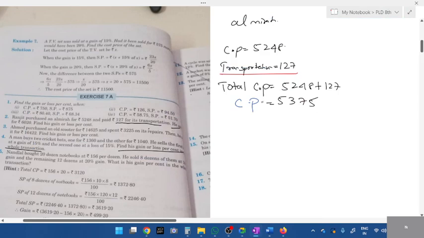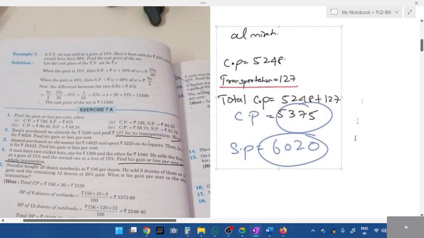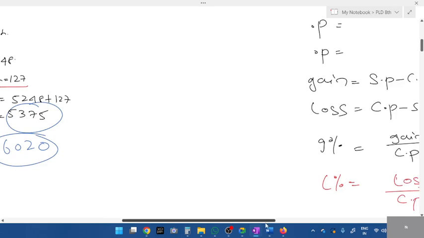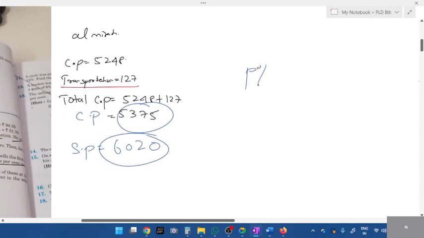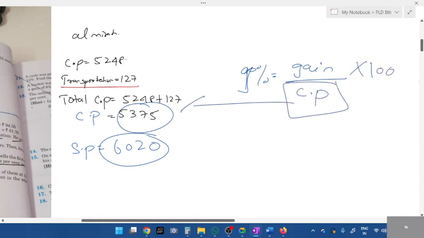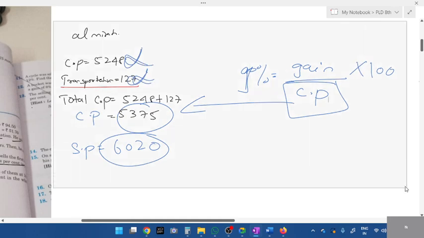Cost price. Next. After he purchased, for how much did he sell? He sold it for? Okay. Compare these two, profit or loss? The profit. After that, calculate profit. Then use profit percent. What is the profit percent formula? Okay. Gain by cost price. Which cost price will you all take? 5,375. This 5,248, we don't have to use anywhere. You have to just take the main cost price total.